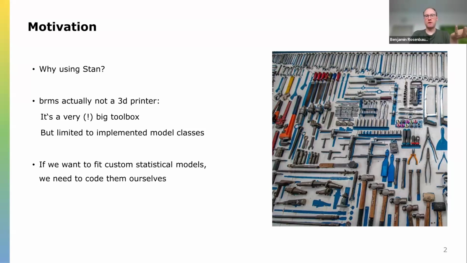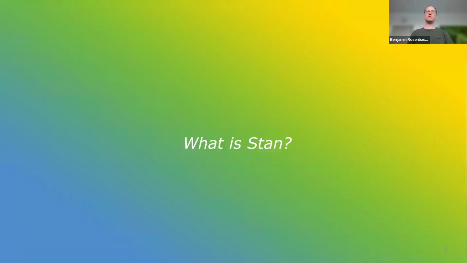So if you have a statistical problem or you write down some statistical model which cannot be fitted into this framework of BRMS, then you have no other option than to code this model yourself. And this can be done either in STAN or nowadays also in Nimble. But here we are sticking to STAN because BRMS also uses STAN, and I'm staying in this framework now. So what is STAN?